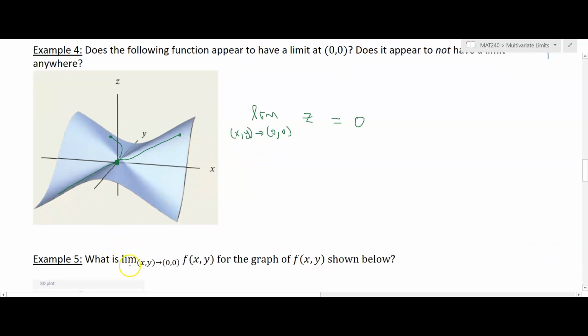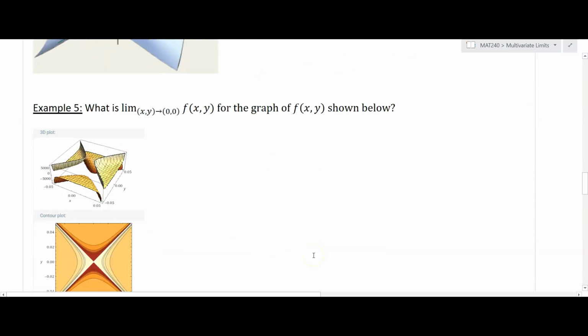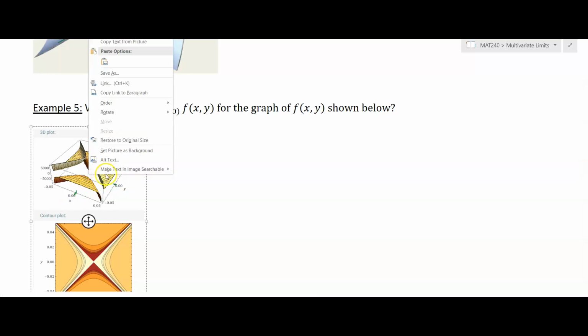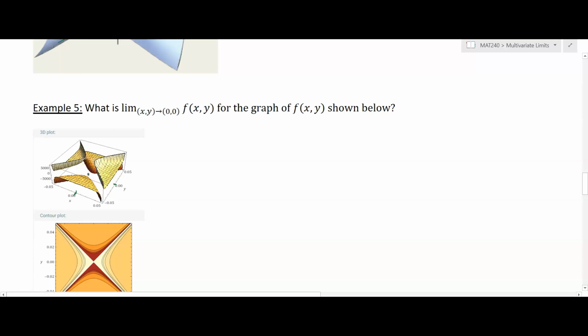What is the limit of, as xy approaches 0, 0, of f of xy, that is, as we get closer to the origin, for the graph of f of xy shown below? Wow, okay, so 0, 0, let's get our bearings here. So x equals 0 is here, y equals 0 is here. It looks like right in the center is where x equals 0 and y equals 0 coincide. All right, well, let's say we're hiking this very strange mountain, and I start over here and I try to get to that point.